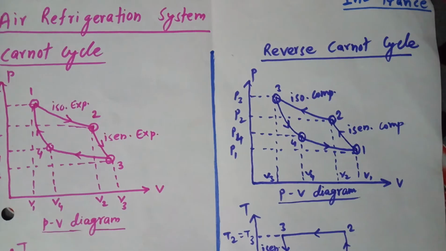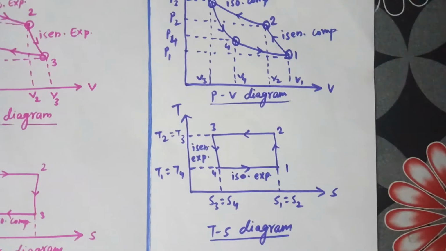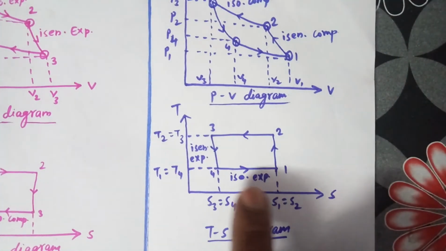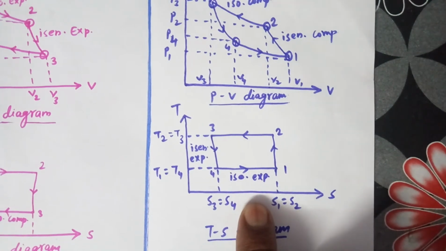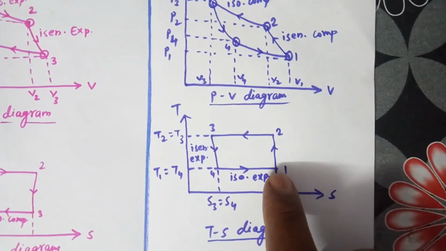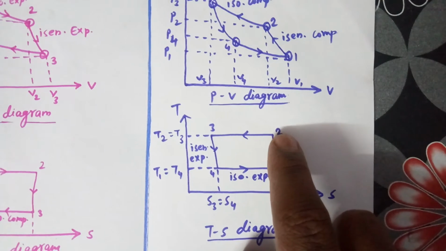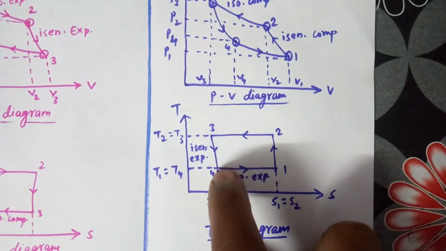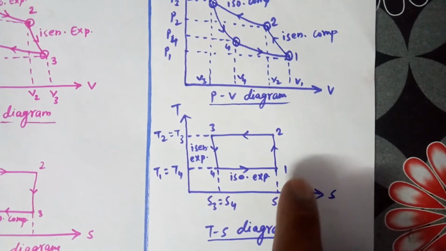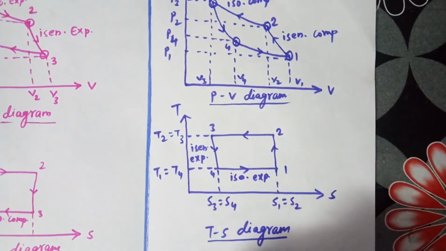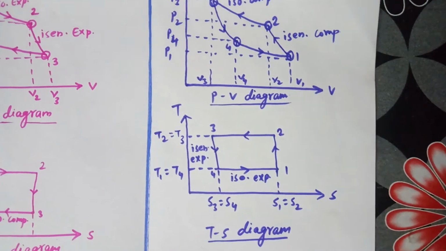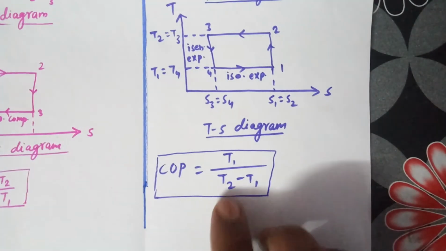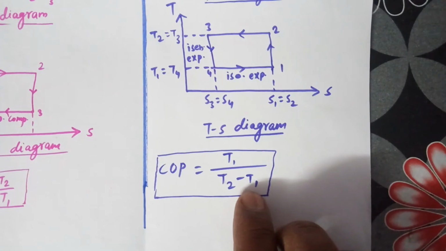So this is the PV diagram representation for the reverse Carnot cycle, and below we have a TS diagram that represents the reverse Carnot cycle. Here we have 1 to 2 as an isentropic compression, 2 to 3 as an isothermal compression, 3 to 4 as an isentropic expansion, and 4 to 1 as an isothermal expansion. And the COP for this reverse Carnot cycle is given by T2 by T1 minus T2.